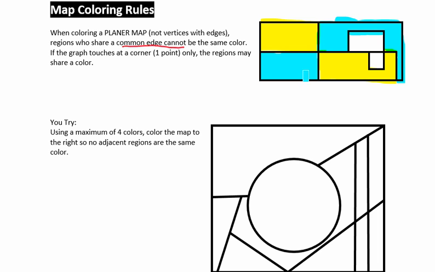So those 2 can be because they just touch at that corner. Now I have a little bit of an issue here. This rectangle right here definitely shares a side with this blue, and it definitely shares a side with the yellow. So it has to be a different color entirely.